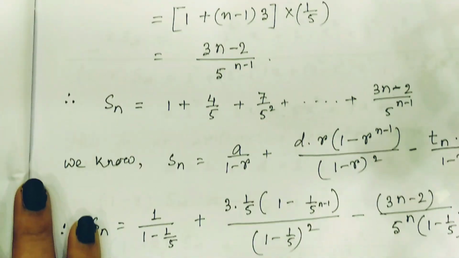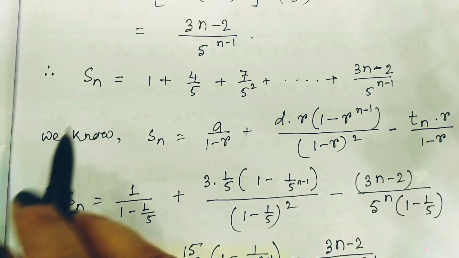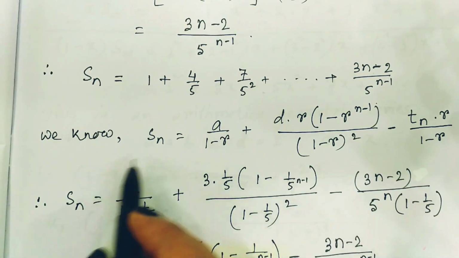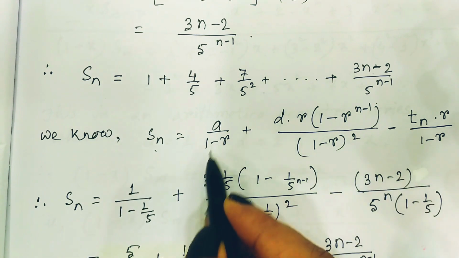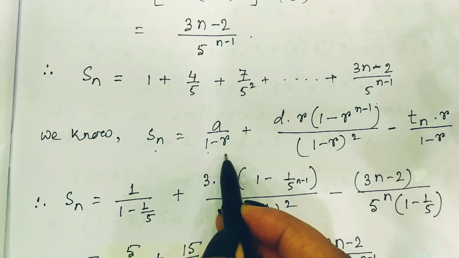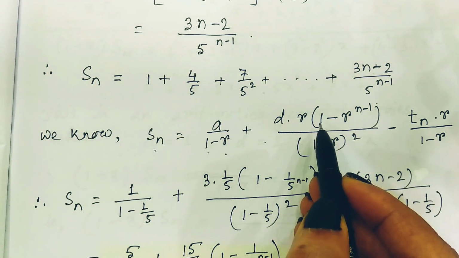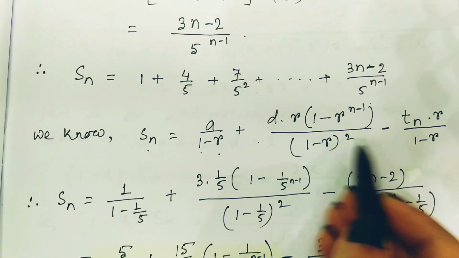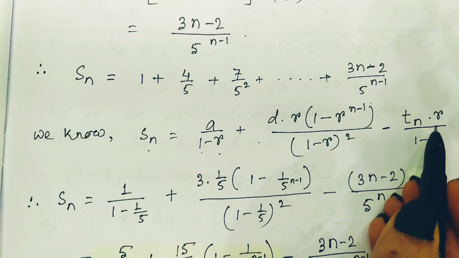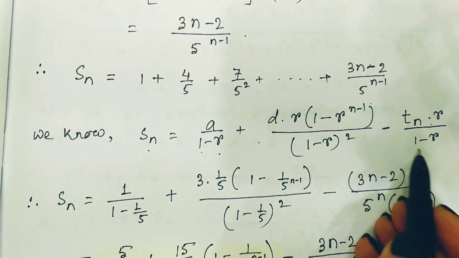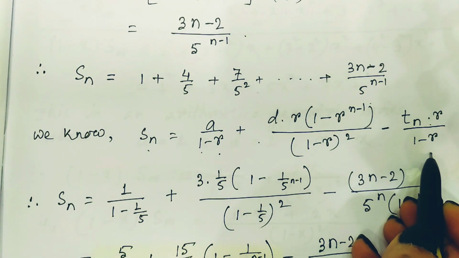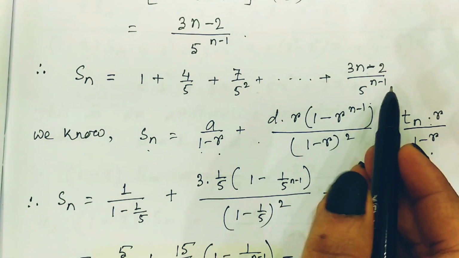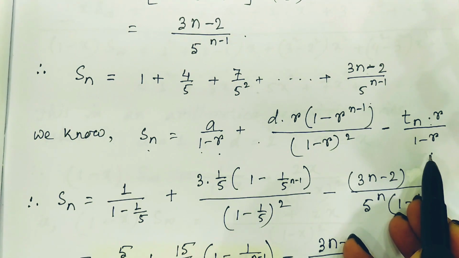Now for the summation, we can directly substitute the values. So Sn is this one, and the summation should be a divided by 1 minus r, plus dr(1 - r^(n-1)) divided by (1 - r) whole square, minus the nth term into r divided by 1 minus r. This is from the formula, as a total of n terms are there, so we use this formula.